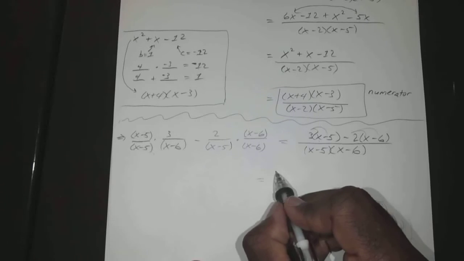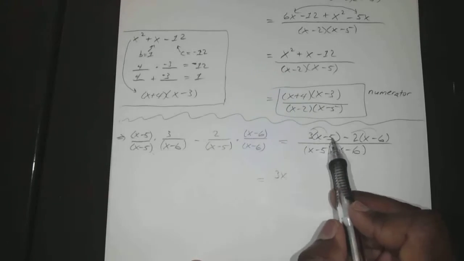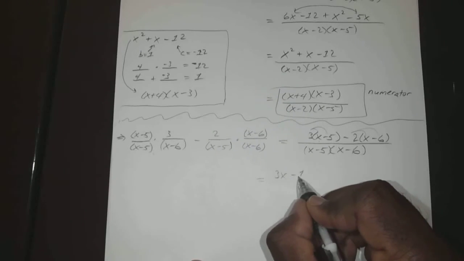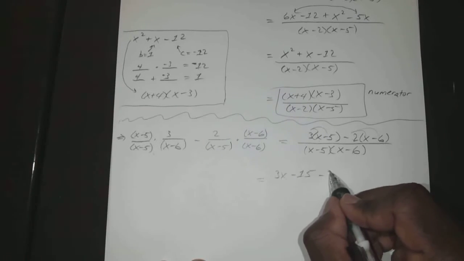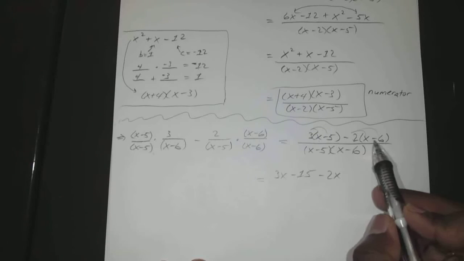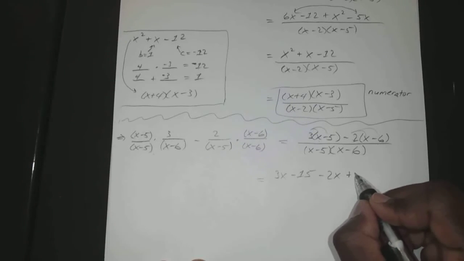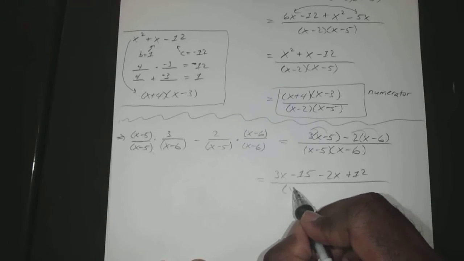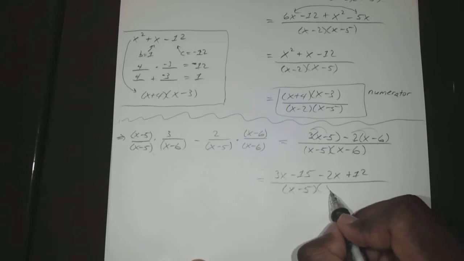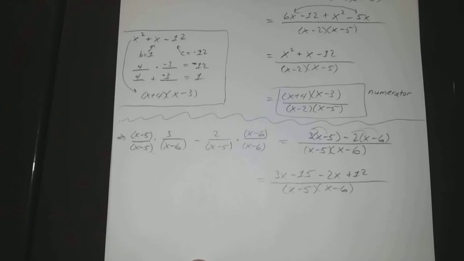3 times x would give us 3x. 3 times negative 5 is negative 15. Negative 2 times x is negative 2x. And negative 2 times negative 6 will give us positive 12. All over x minus 5 times x minus 6.